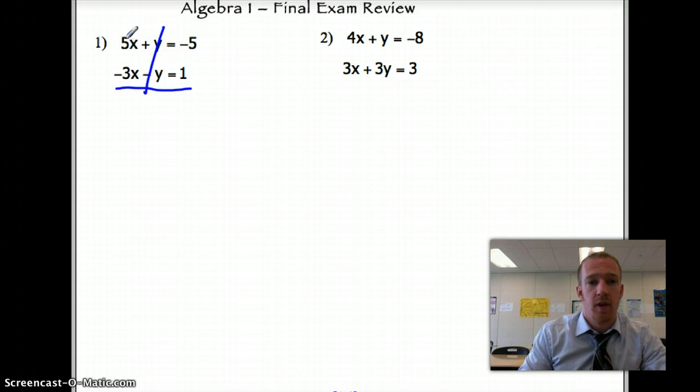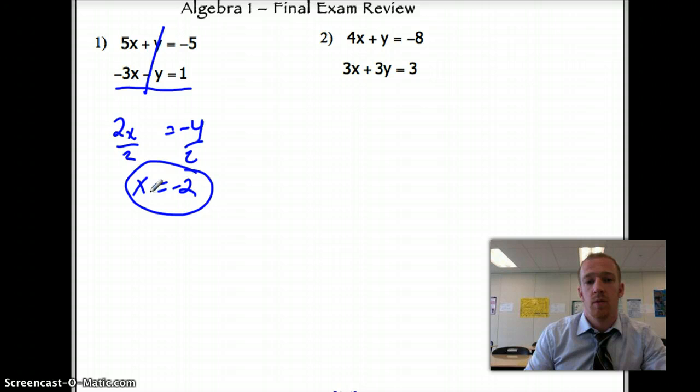So adding up, 5x plus negative 3x is a 2x. Negative 5 plus 1 is a negative 4. And then y plus negative y just cancels out. So dividing both sides by 2, we solve for x, and that gives us x equals negative 2. Not done though. We have to plug that into one of the equations.